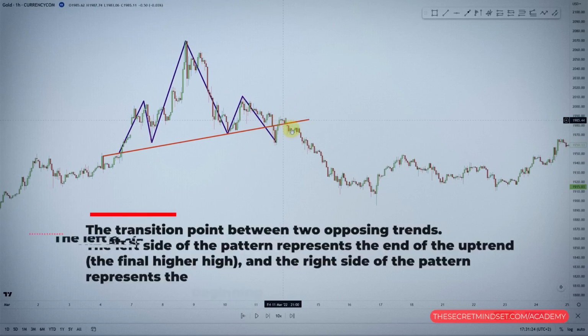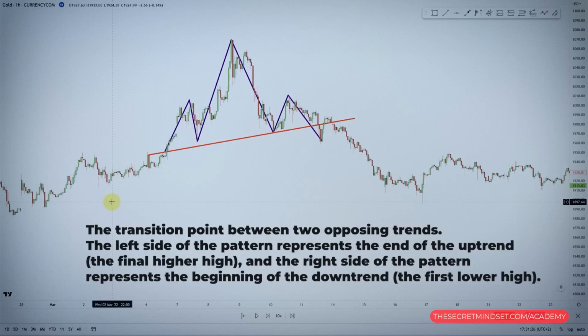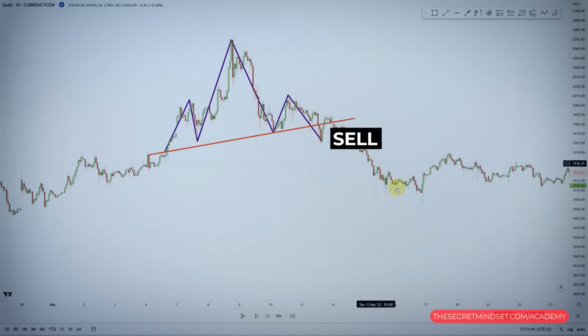Think of the head and shoulders pattern as the transition point between these 2 opposing trends. The left side of the pattern represents the end of the uptrend, the final higher high, and the right side of the pattern represents the beginning of the downtrend, the first lower high.